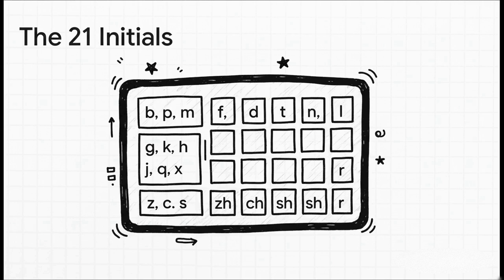Now, a lot of them sound like they do in English, but a few, like Q, X, and G, have their own unique flair. But the most important thing is, this is the whole list. It's a finite, totally learnable set.